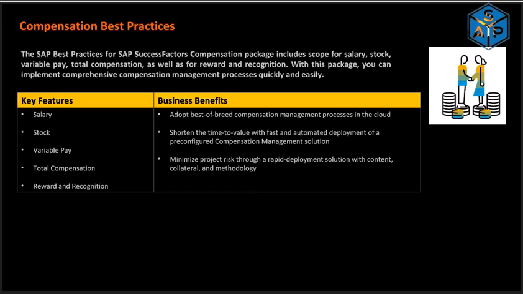Okay, so here we can see, as per the best practice, we can have compensation based on salary, stock, variable pay, and total compensation, and we also can have reward and recognition if we have it in an organization. Otherwise, we can have only the salary, stock, and variable pay or total compensation. Yeah, can we move to next slide?